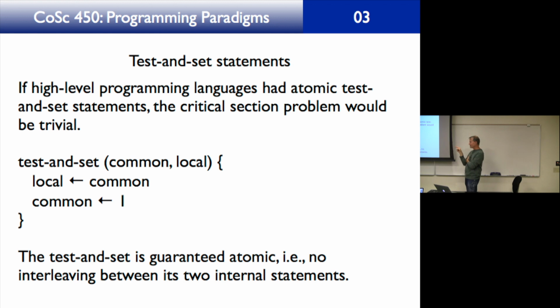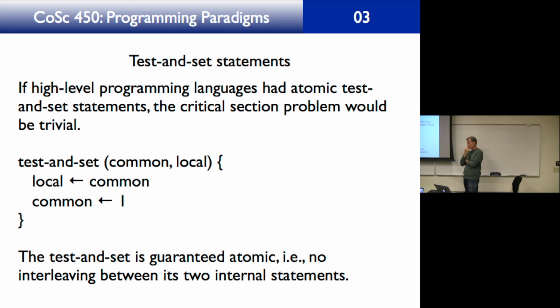So that's called test and set. Do you see why it's called test and set? When it does local gets common, that's testing what common is, and when it does common gets 1, that's setting common. The first one, local gets common, means my local now has a copy of common. But at the same time, with no interleaving, I'm going to set common to 1.